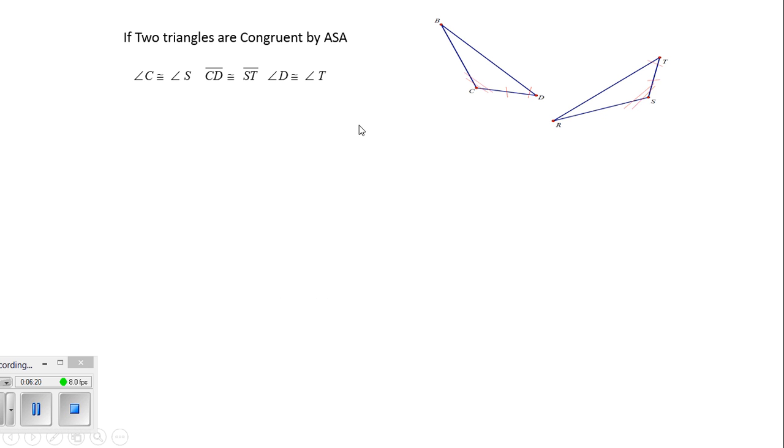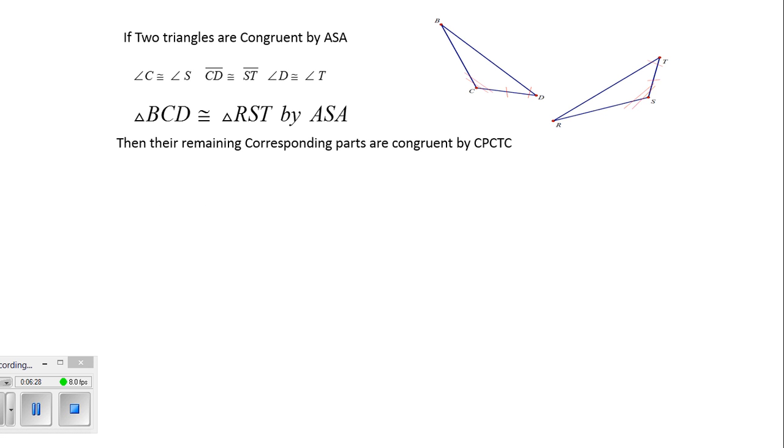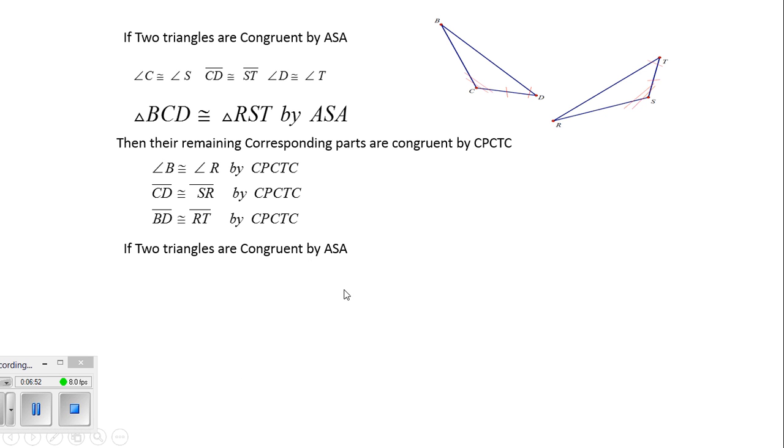Okay, so if these pieces are marked off as congruent, then the triangles are congruent by ASA. But what if we wanted to go beyond that? What if we wanted to show that angle B and angle R are equal? Well, they are equal as well by corresponding parts of congruent triangles are congruent. Angle B is equal to angle R. CPCTC. CD is equal to SR. CPCTC. And the other side BD is equal to RT, corresponding parts of congruent triangles are congruent. All right, so that's what we have.